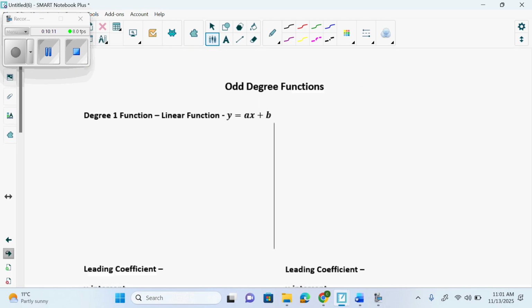What are these? Linear functions. What are linear functions? Straight lines, right? Grade 10. That's all it is. So I'm going to give you two equations. It's a degree 1 function, because the largest exponent on this equation is a 1. That's how we know it's degree 1.